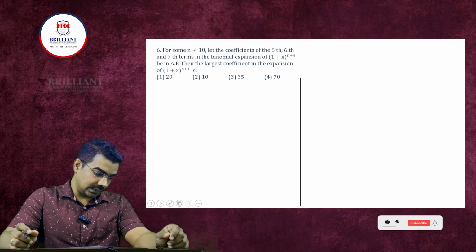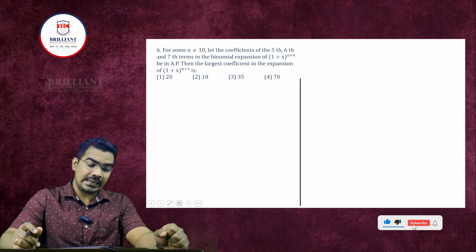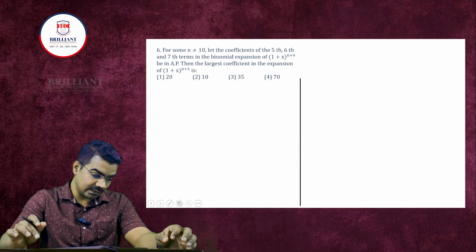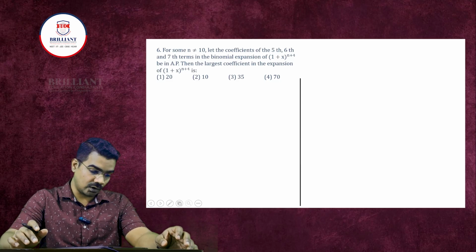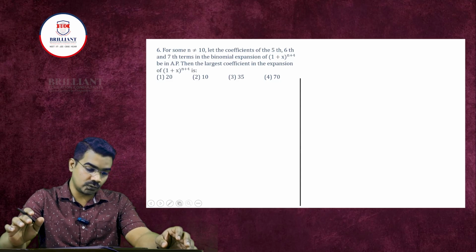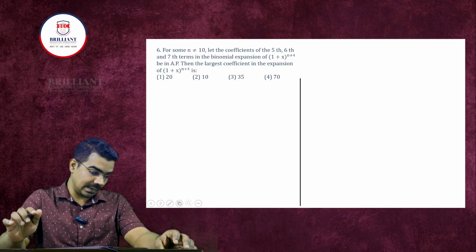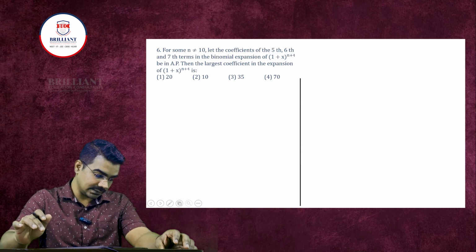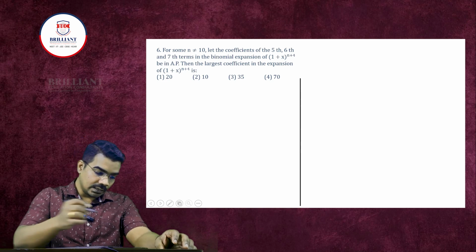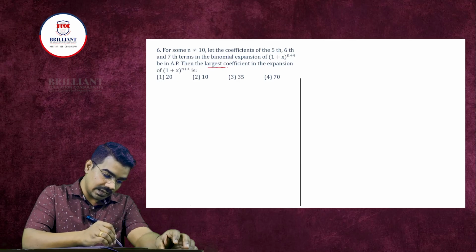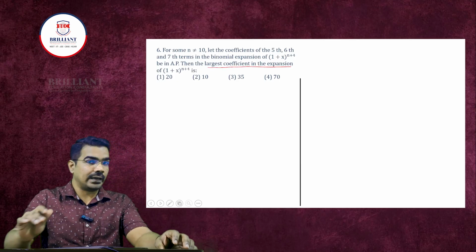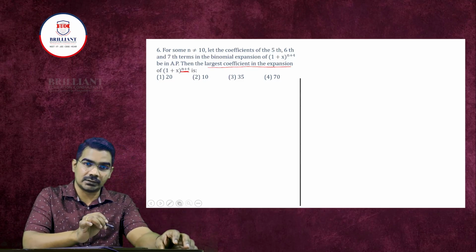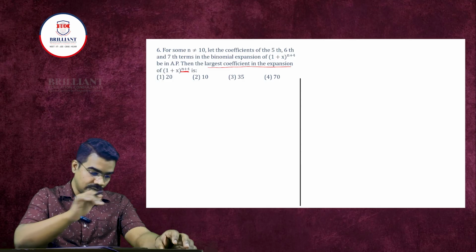So the next question is, for some n not is equal to 10, let the coefficients of the 5th, 6th, 7th terms in the binomial expansion of (1 plus x) the whole raised to n plus 4 be in AP. Then find the largest coefficient in the expansion of (1 plus x) the whole raised to n plus 4. To find the largest coefficient, we need to know our power, that is n plus 4. Or in short, we have to find n.